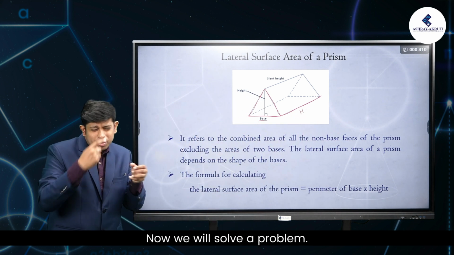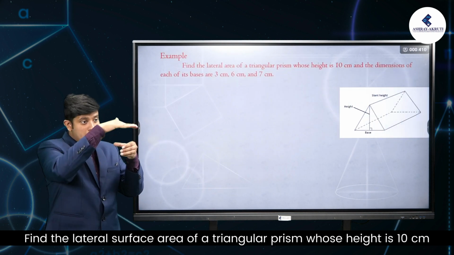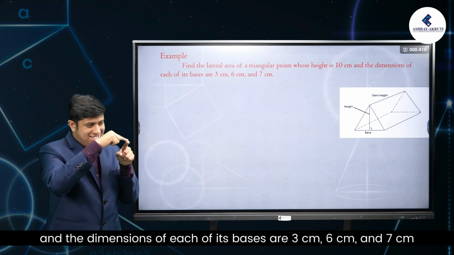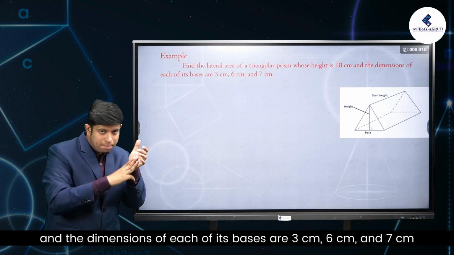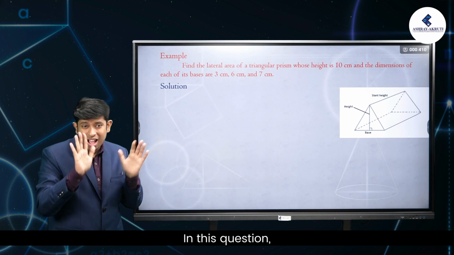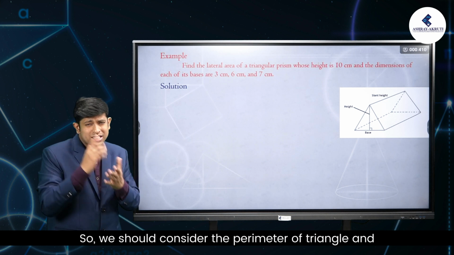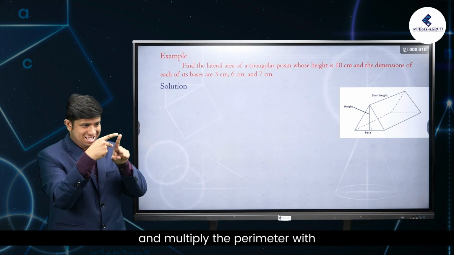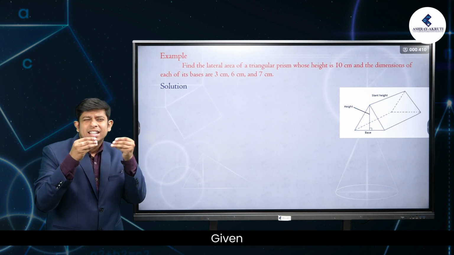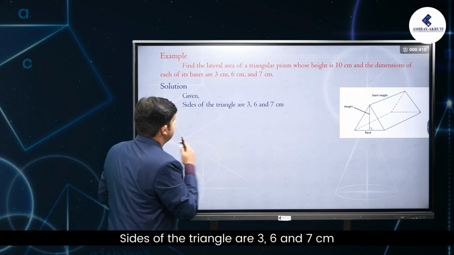Now we will solve a problem. Find the lateral surface area of a triangular prism whose height is 10 cm and the dimensions of each of its bases are 3 cm, 6 cm and 7 cm. Solution. In this question, they have asked to find the lateral surface area of the triangular prism. So, we should consider the perimeter of triangle and multiply the perimeter with the height to get the lateral surface area. Given sides of the triangle are 3, 6 and 7 cm.